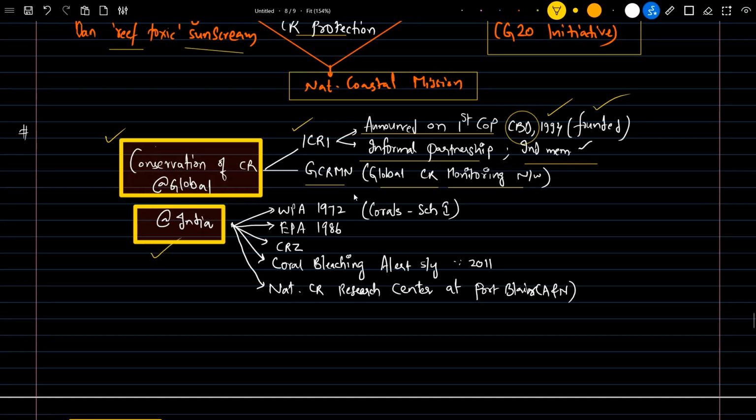And at the India level, the different acts that are responsible for the conservation of coral reefs are the Wildlife Protection Act, the Environment Protection Act with the Coastal Regulation Zone, and the Coral Reef Bleaching Act, which started in 2011, and the Eastern Coral Reef Research Center at Port Blair, Andaman Nicobar. This is present for conducting various research activities on coral reefs and their bleaching and depletion.